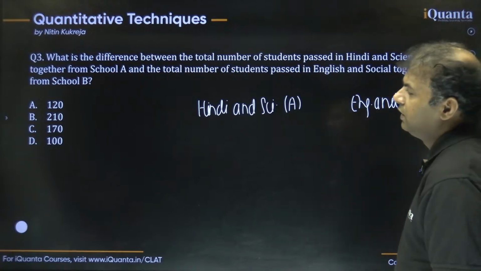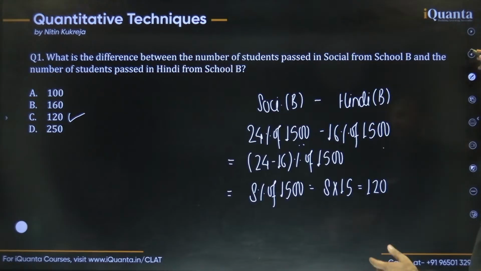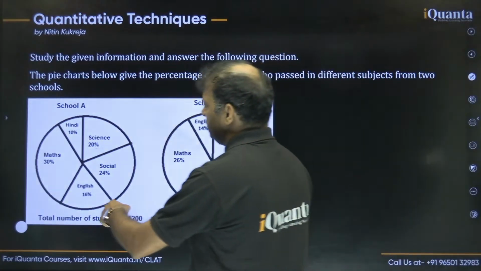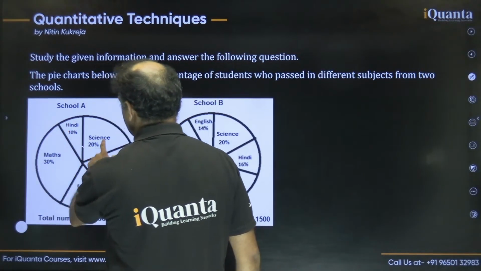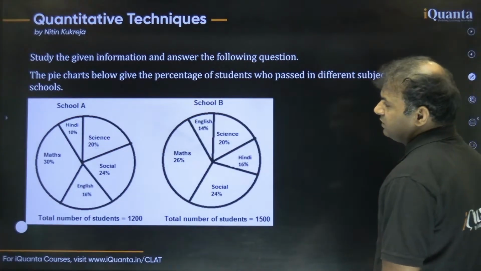Okay. Now let's try to solve this. Hindi and Science from school A. Look at the pie chart. Hindi and Science from school A. So school A is here. Hindi is 10% and Science is 20%, right? And that sum should give us how much?